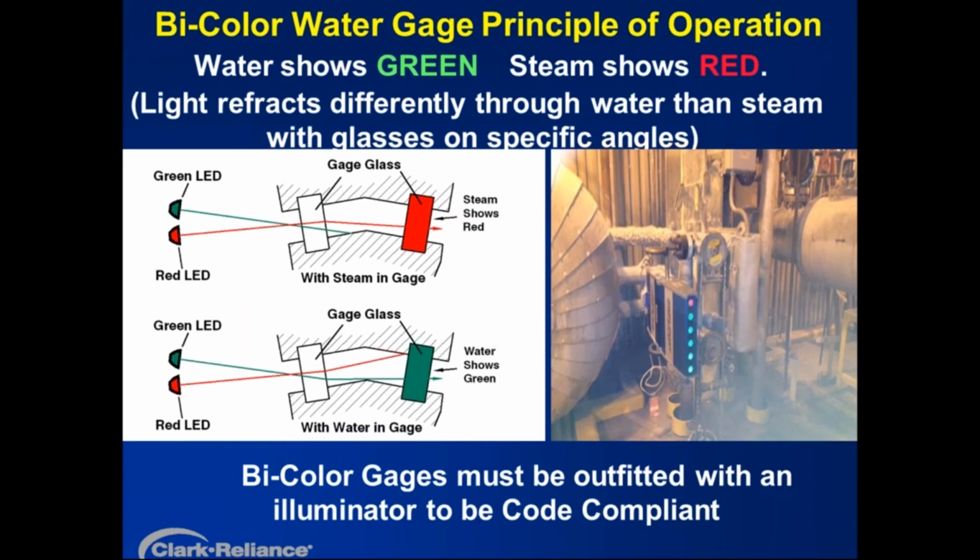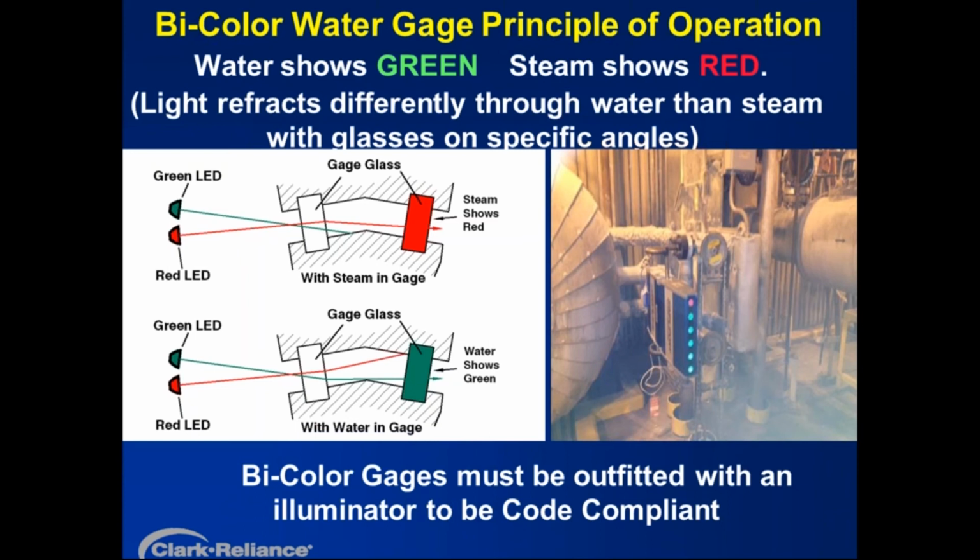And the glasses on the front and back side of this type of gauge are actually installed on the gauge body on an angle, as shown on the illustration to the left. So if you look at that V shape, they're 160 degrees apart as opposed to 180 degrees apart. And with the strategically positioned red and green lights, when there's no water in the gauge, the red penetrates directly through and you see a red circle.